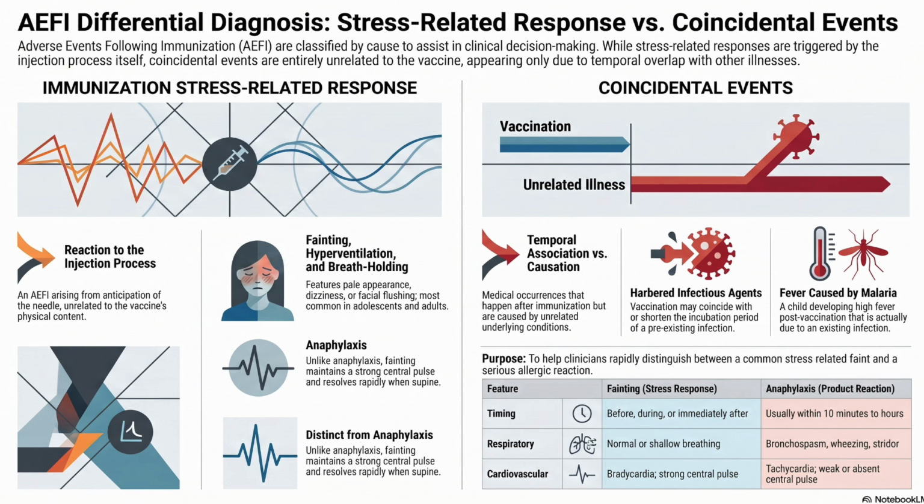On the other hand, coincidental events occur because of unrelated illnesses that happen around the same time as vaccination. For example, fever due to malaria or viral infection may appear after vaccination but has no causal relationship with the vaccine. Always remember, temporal association does not necessarily mean causation.